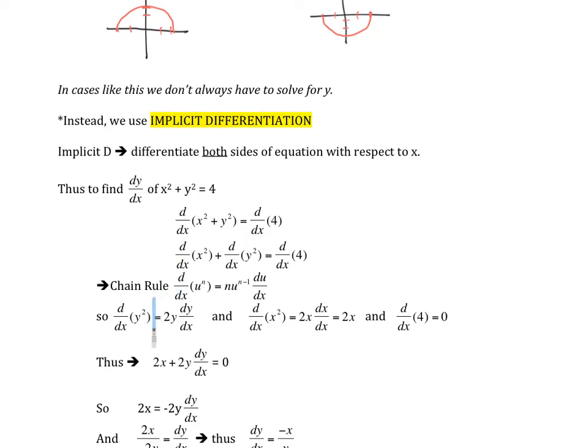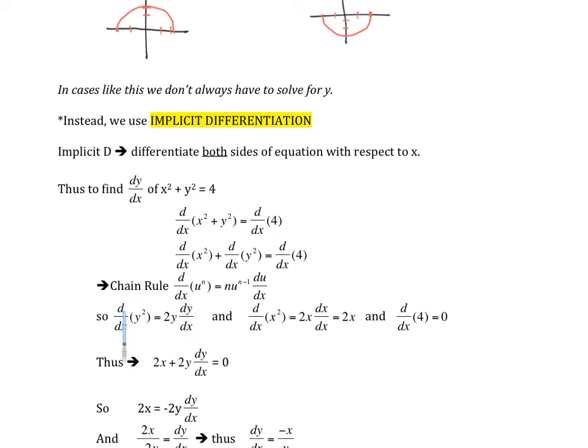Over here, the chain rule and your rules of differentiation allow you to distribute this. So I'm going to say the derivative with respect to x of x squared plus the derivative with respect to x of y squared, and apply the chain rule as needed. Over here, let's see what happens, and I will break each of these down for you.